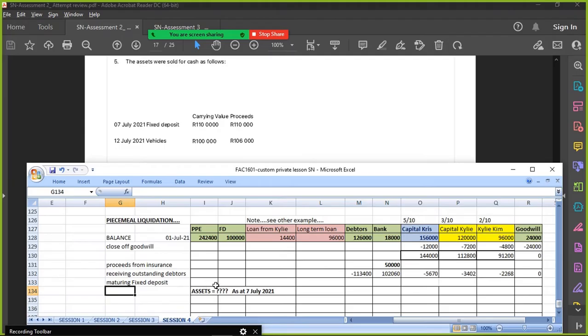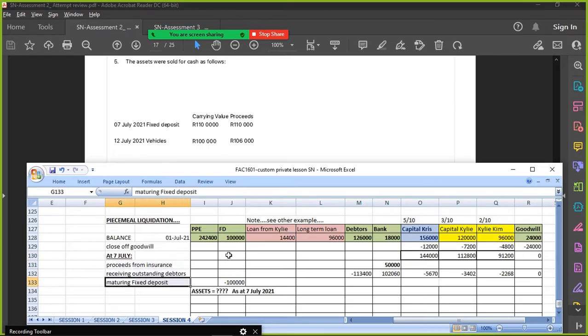Okay, so the maturing fixed deposits, you're going to have a negative here of 100,000. Obviously all of this is at 7 July. There's a lot that happened on 7 July actually. If we're looking at this question, you've got 3 different things happening.